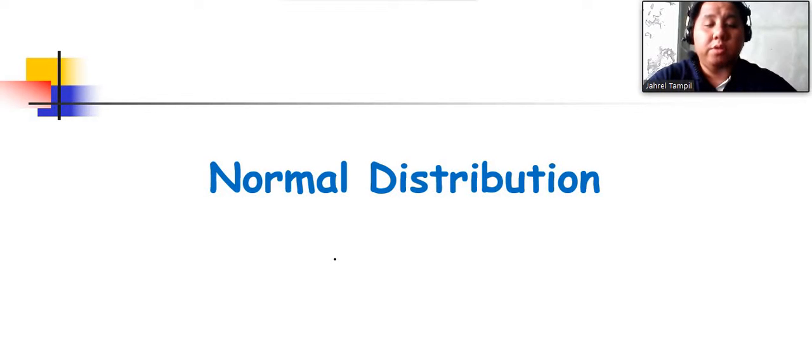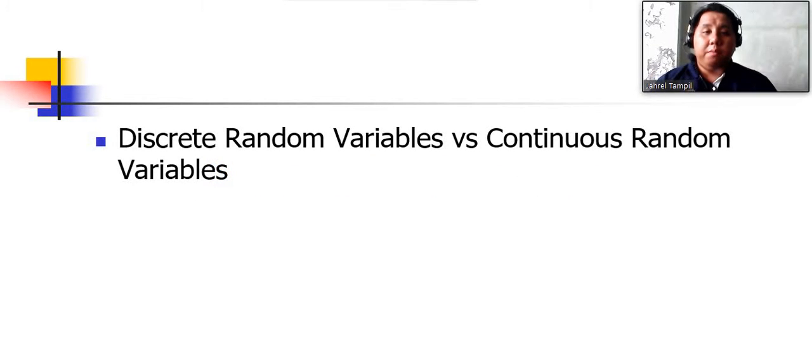In this video, we're going to talk about another probability distribution called the normal distribution. But before we go to the normal distribution, let us talk about the discrete random variable versus the continuous random variable. The discrete versus continuous variables has been discussed in the first part of this lesson of this course.